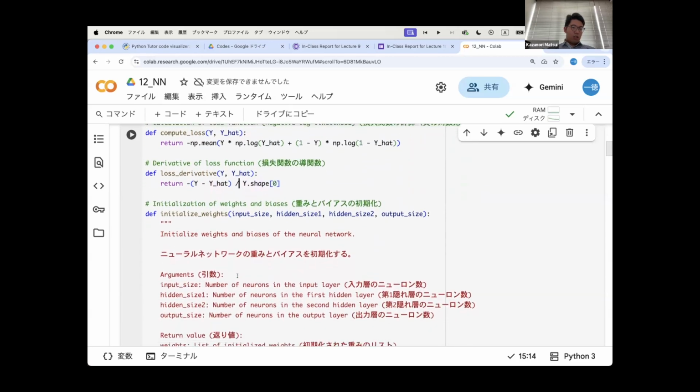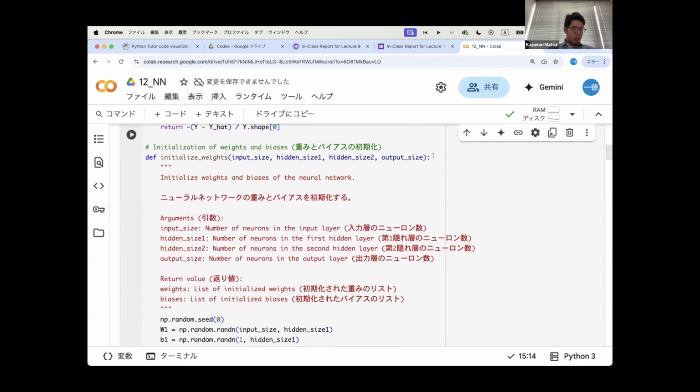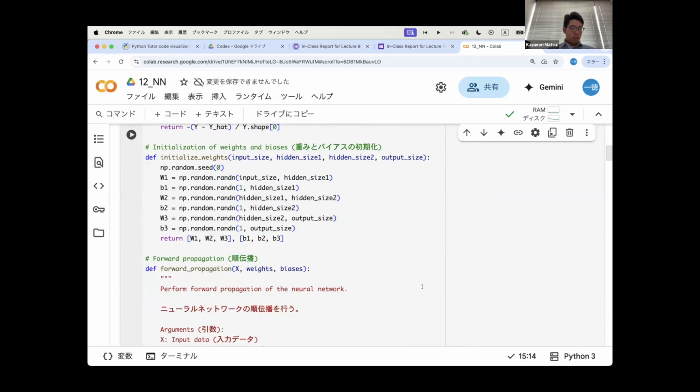First, the initial function is to initialize weights and biases. We need to decide weights and biases. By running this function, we get output that combines weights and biases. We just decide them randomly. We decide weights and biases using random numbers.